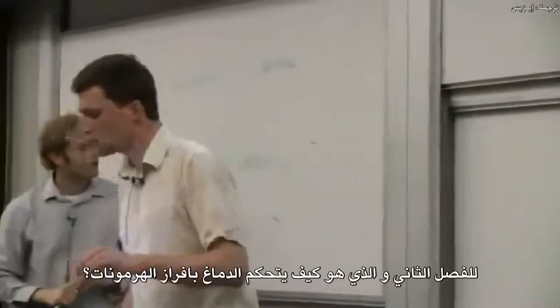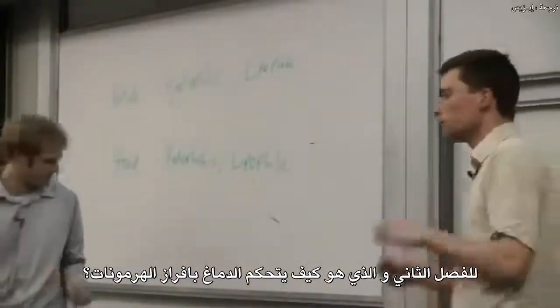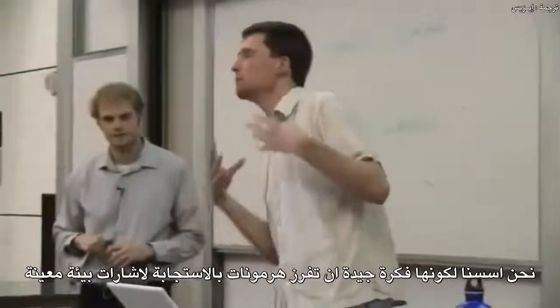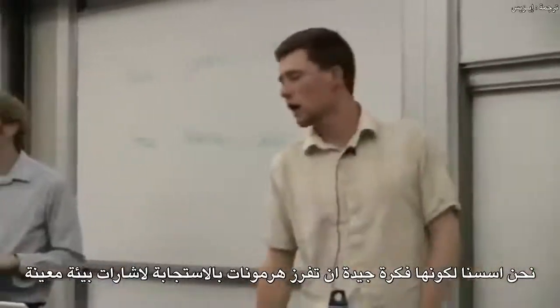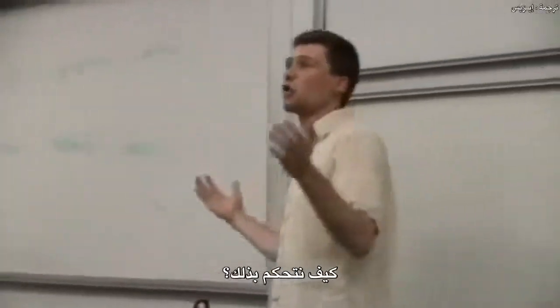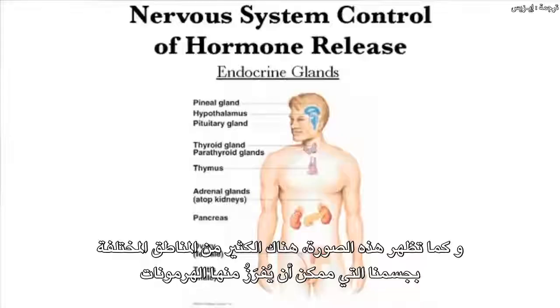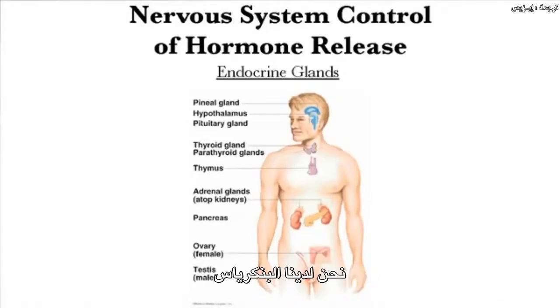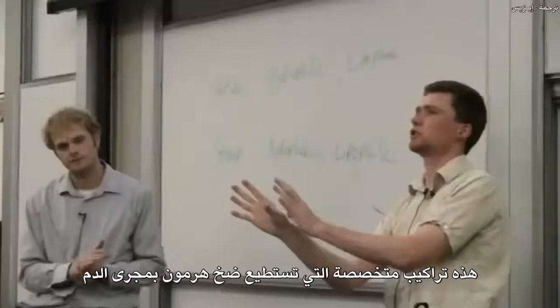All right. On to chapter 2, which is how does the brain control hormone release? We've established that it'd be a good idea to release hormones in response to certain environmental cues. How can we control that? As this picture shows, there are many different sites in our body where we can release hormones from. We've got the pancreas right there. We've got the testes. We've got all these different glands. These are just specialized structures that pump hormones into the bloodstream, because that's what hormones are all about.